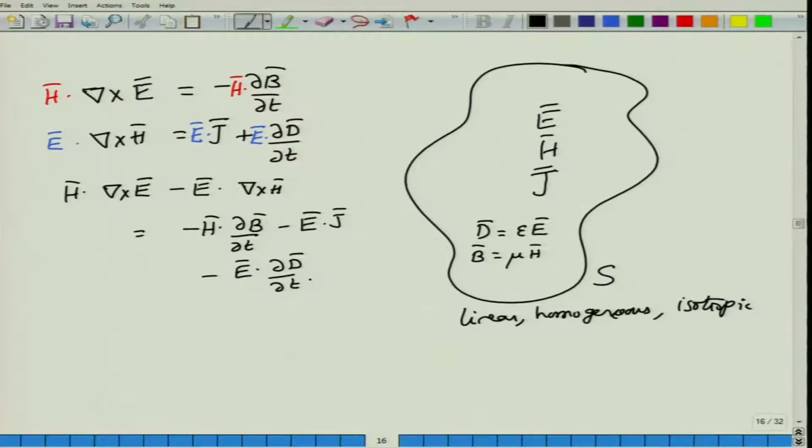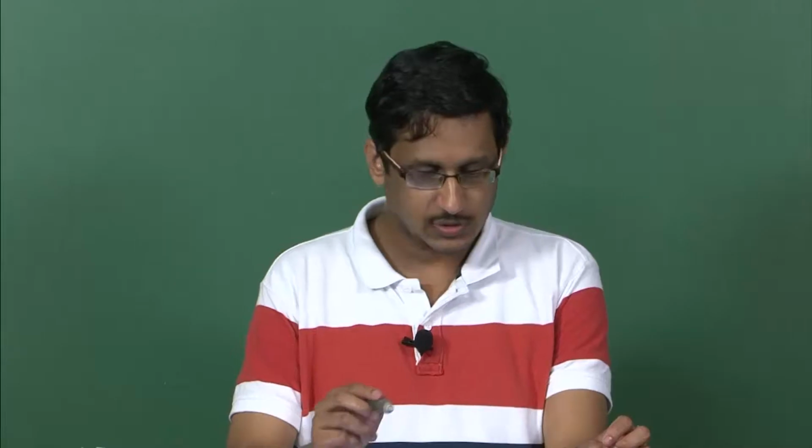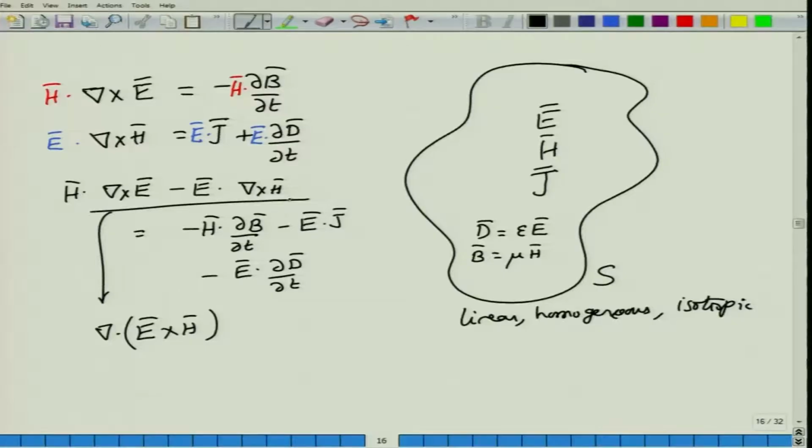So, I have 3 terms on the right hand side, I have 2 terms on the left hand side, but I can actually employ a relationship which allows me to simplify this equation into del dot E cross H. You can simplify the left hand side by using a vector identity, which we will not prove of course, but H dot del cross E minus E dot del cross H is actually del dot E cross H. So, these are the point relationships.